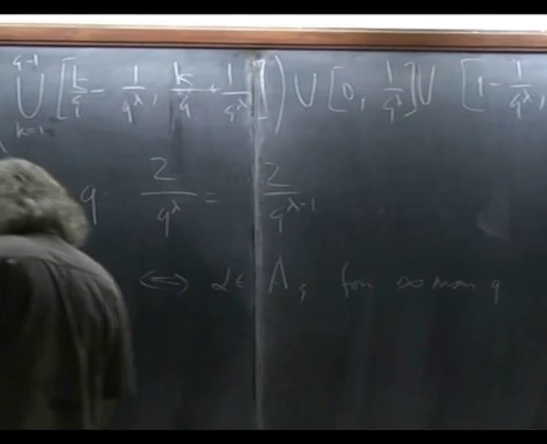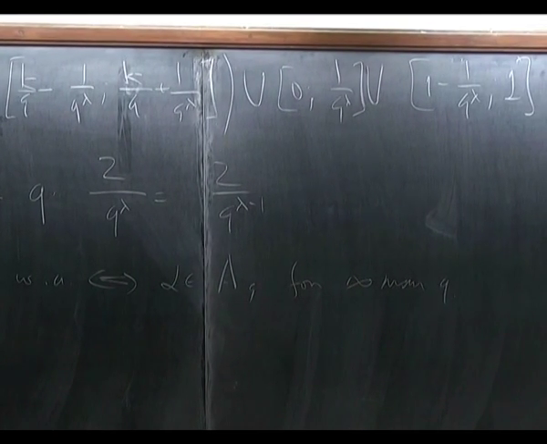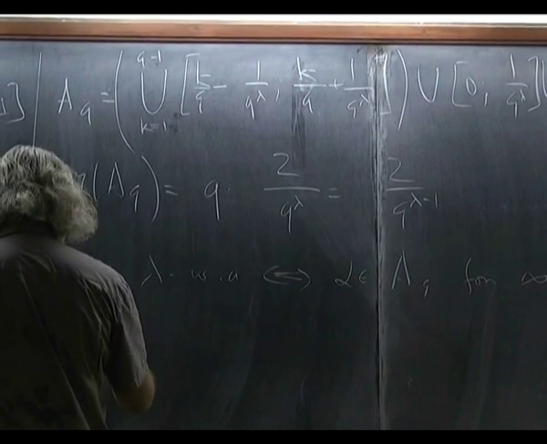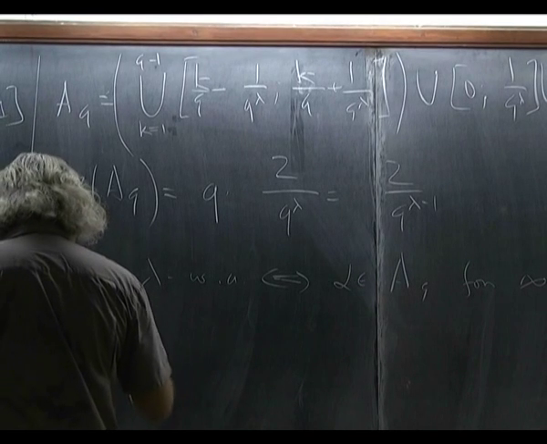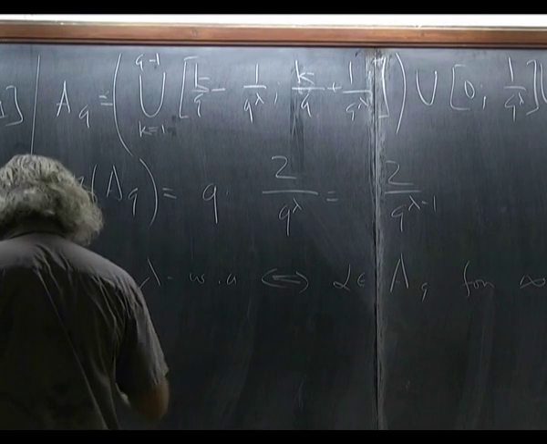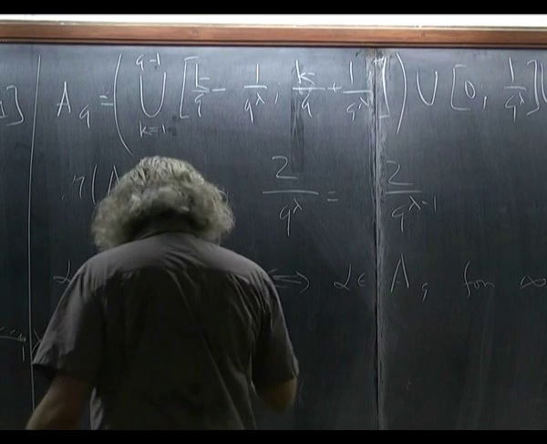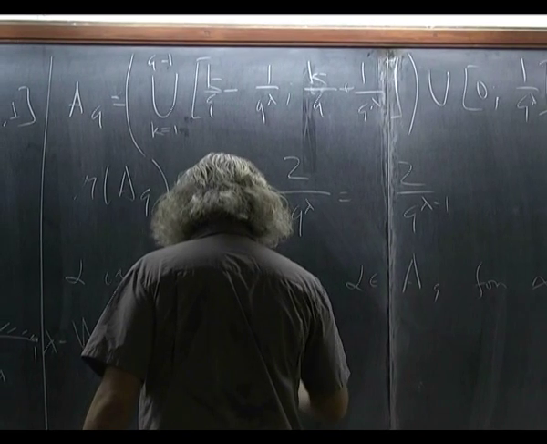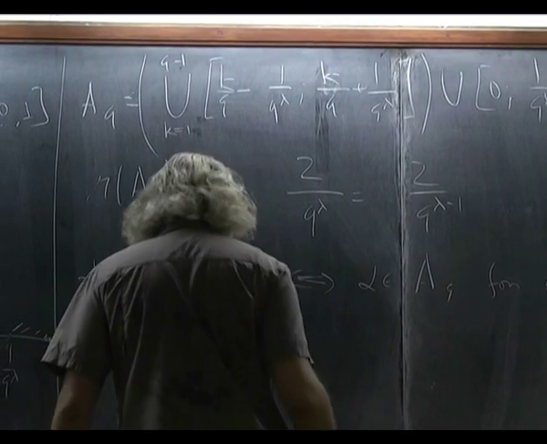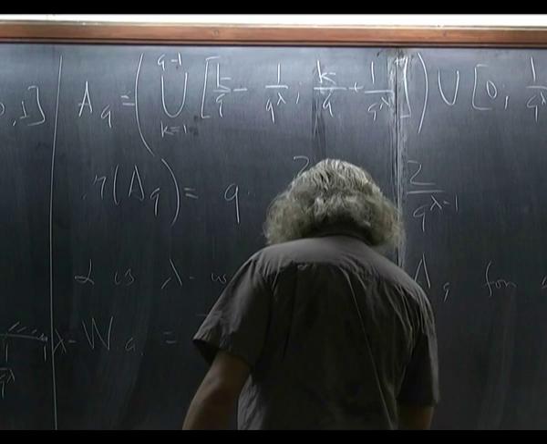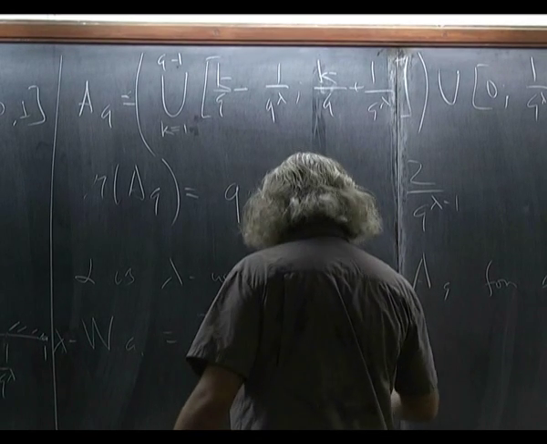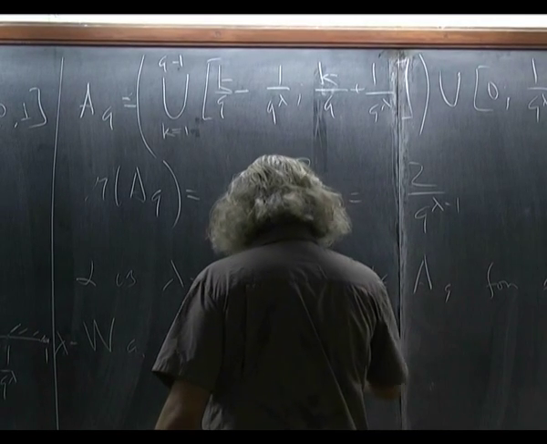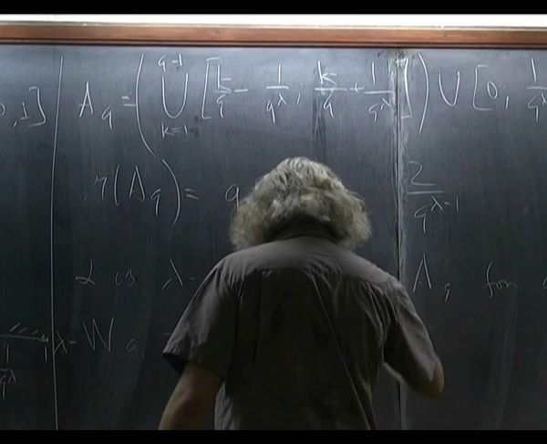So the set of lambda well approximable numbers is exactly the tail set, which is the intersection over Q from 1 to infinity of the union over L from Q to infinity of A_L.